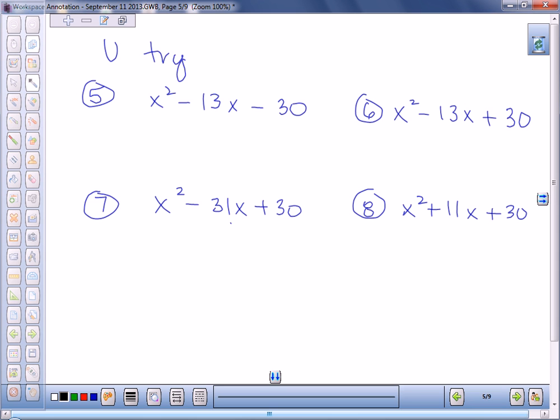What are your factors? A negative times a negative. Yes. Number 6. Oh wow, we were way off on that. So neither of us were right.